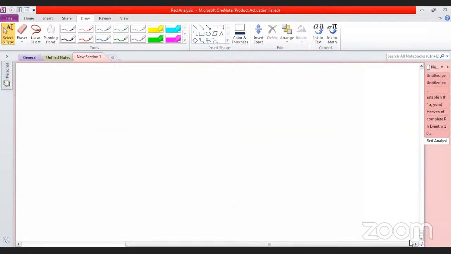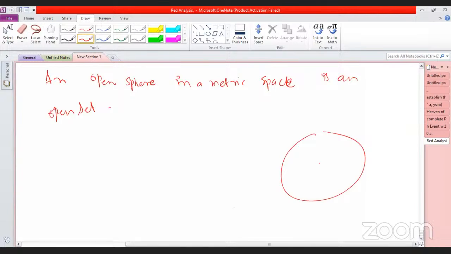Then the most important theorem on open spheres: an open sphere in a metric space is an open set.